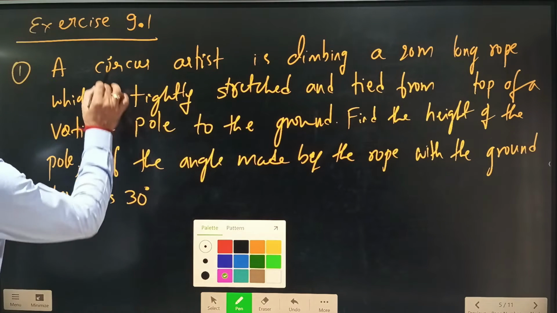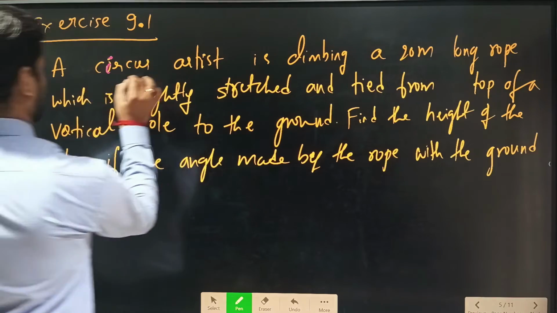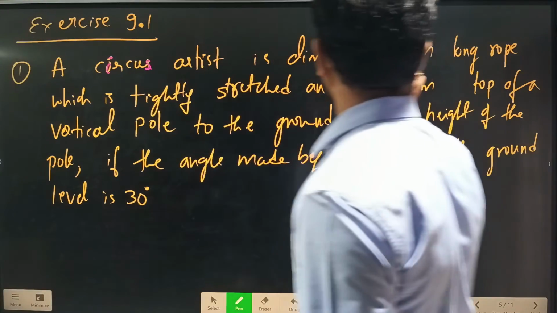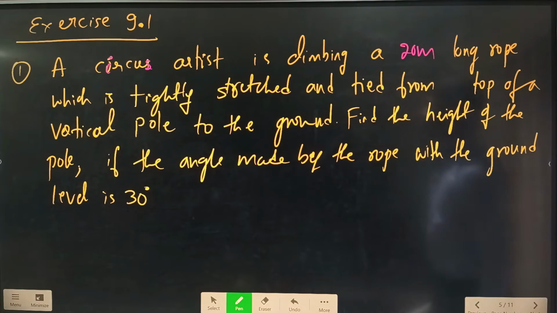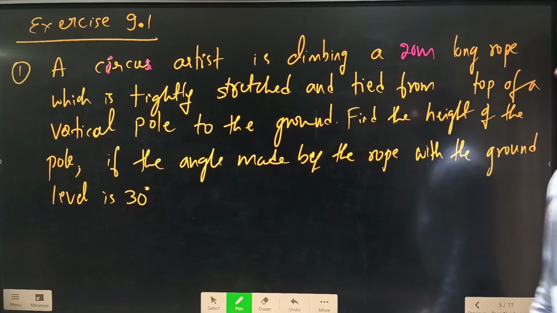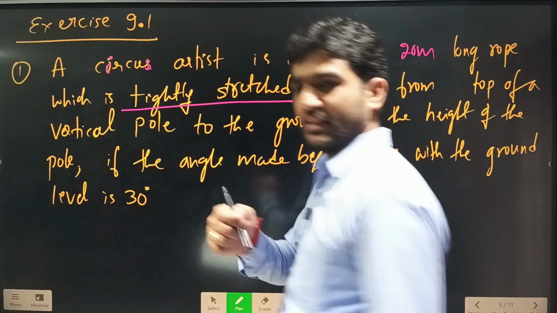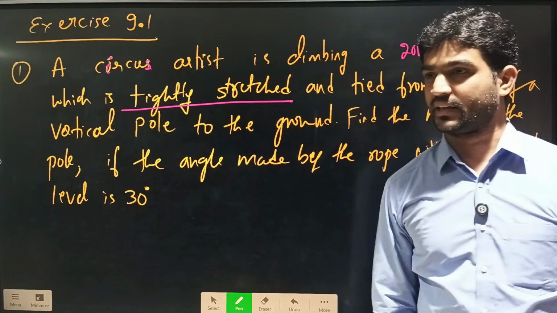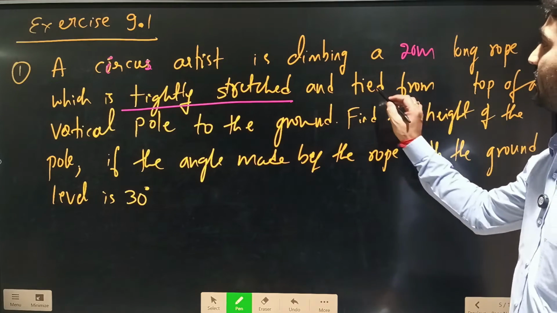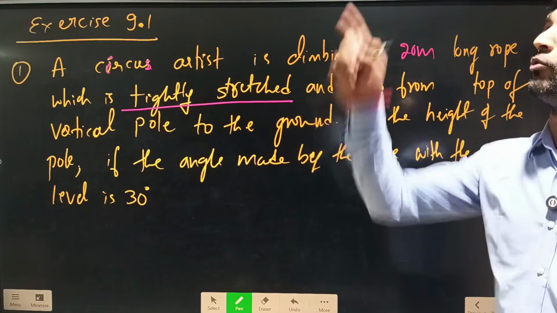ಲೆಟ್ ಮಿ ಅಬ್ಸರ್ವ್. ಎಲ್ಲರೂ ಈ ಕಡೆ ನೋಡಿ. A circus artist is climbing a 20-meter long rope which is tightly stretched. ಅಂದ್ರೆ ಯಾರು ಹಿಡಿದಿದ್ದಾನೆ ಅಂತ ಅರ್ಥ. ಕರೆಕ್ಟಾ? ಟೈಟ್ಲಿ ಸ್ಟ್ರೆಚ್ಡ್, ಎಕ್ಸ್ಟೆಂಡ್ ಆಗಿದೆ ಈಗ. Next, and tied from the top of the vertical pole. ಒಂದು vertical pole ಇದೆ.